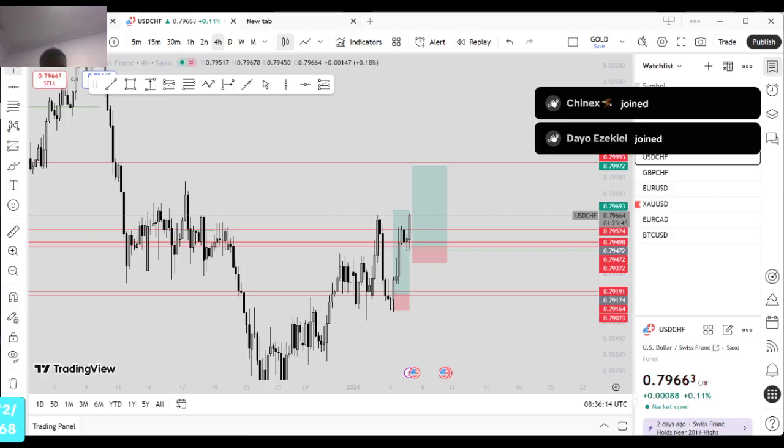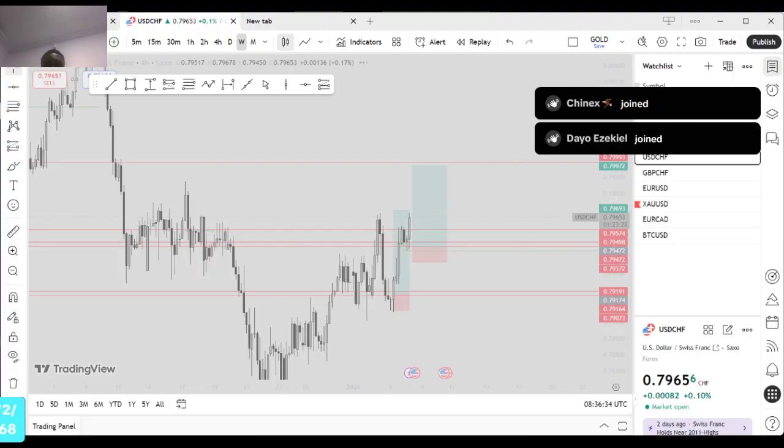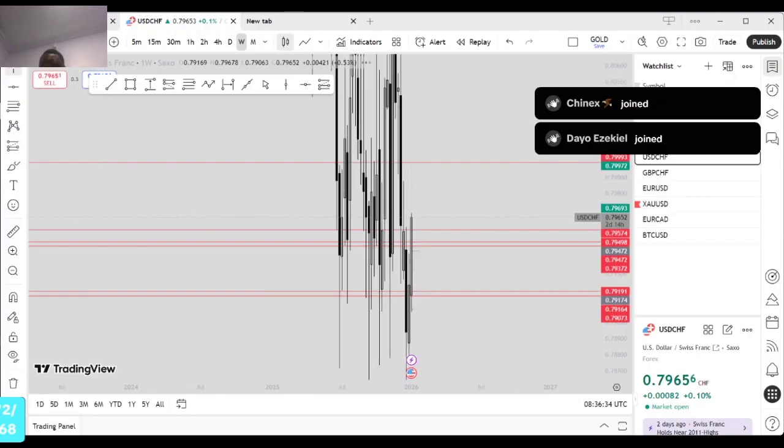So this particular pair is USDCHF, right? Now, if you attended our live class the other day, there's a way I do analyze. So the first thing I do is to check out the weekly time frame, which gives me a proper storyline and direction of where the market is heading. Right. So this is USDCHF.